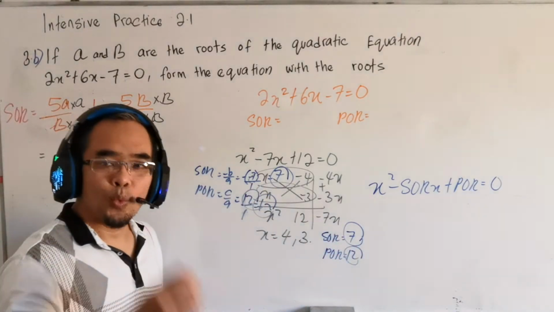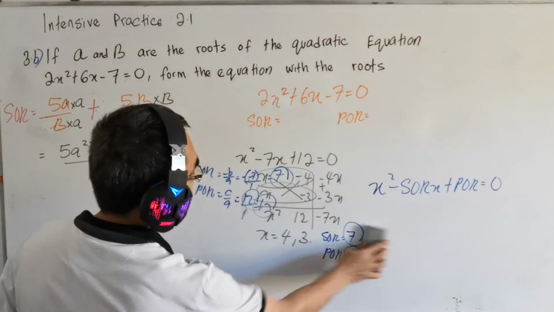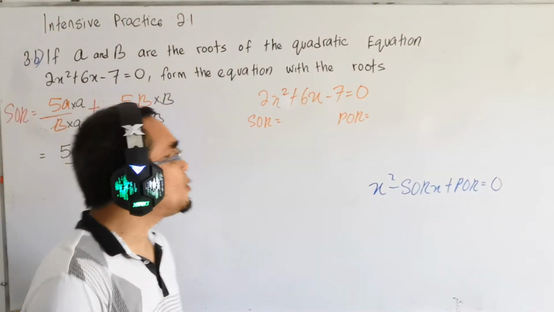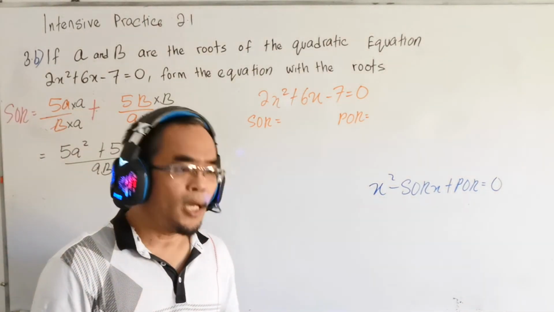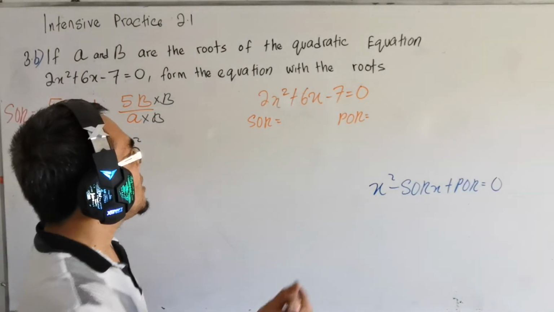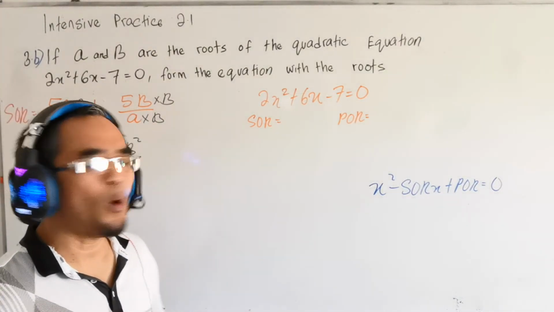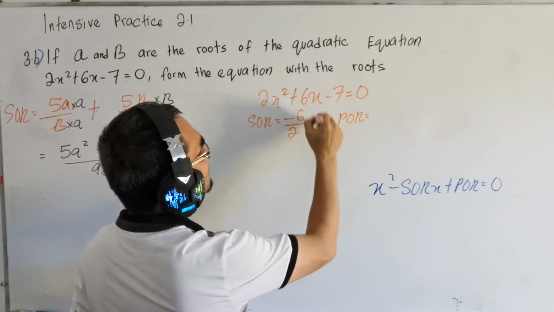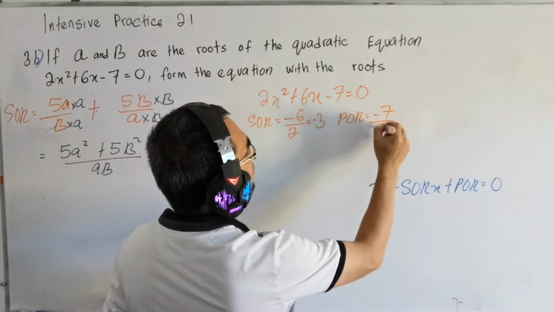So we can find the value of SOR and POR from the equation without finding the roots themselves, because sometimes the roots of an equation will not be real, or could be decimals, so it will be complicated. Using what we know just now, SOR will be negative B over A, so negative 6 over 2, which is negative 3. And the POR will be C over A, where C is negative 7, so negative 7 over 2.